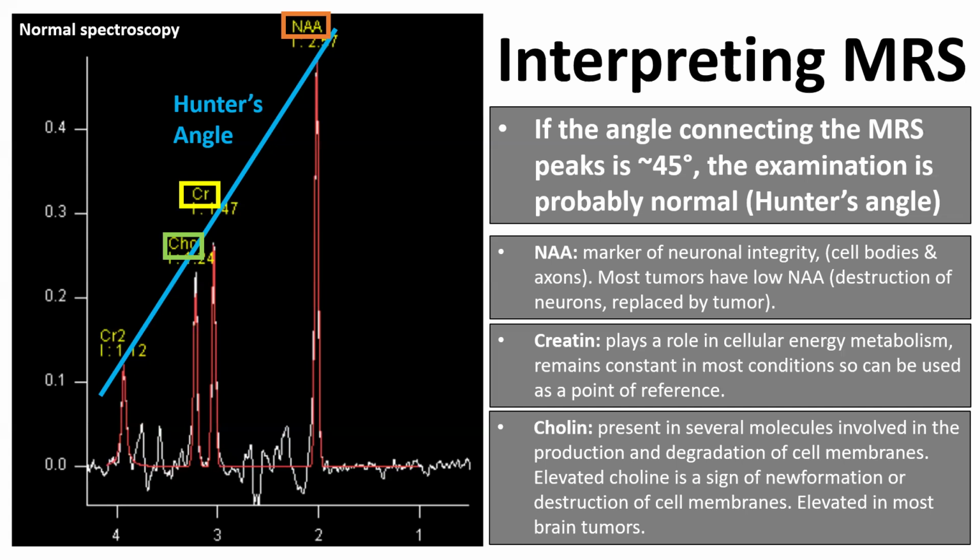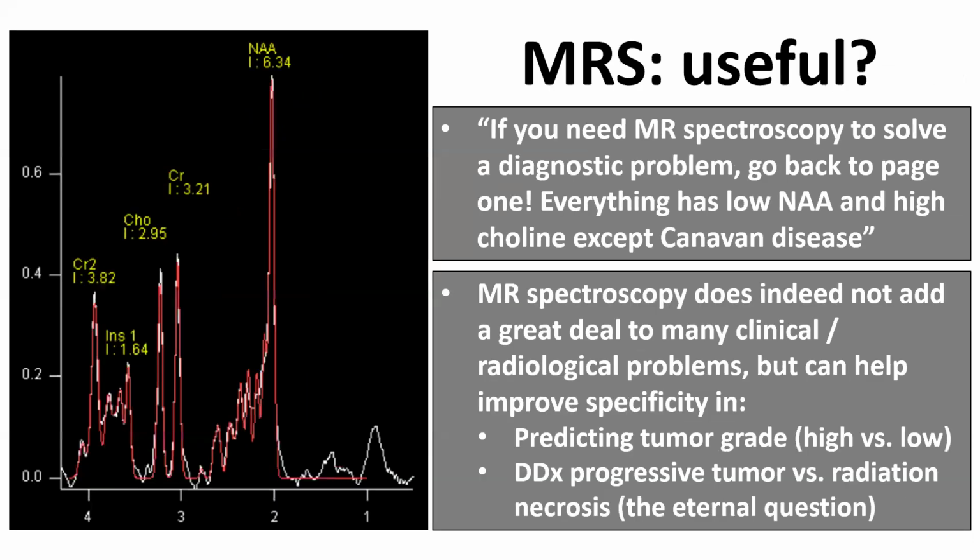Choline, finally, is present in several molecules that are involved in the production but also in the degradation of cell membranes. So if you see an elevated choline peak, that is a sign of either new formation or destruction of cell membranes, something that can occur in, for instance, brain tumors. They can destroy cell membranes, but you also have rapidly dividing cells, so a lot of choline because new membranes are being formed, but also in demyelination, for instance, in which cell membranes are being destroyed by an inflammatory process.